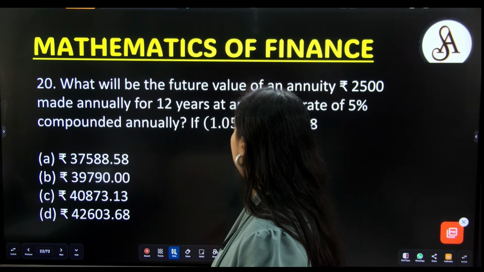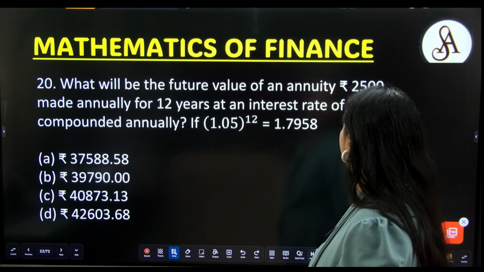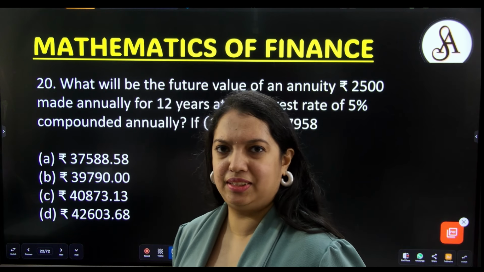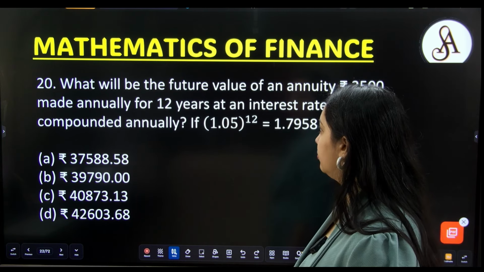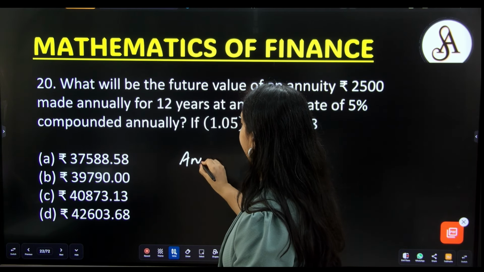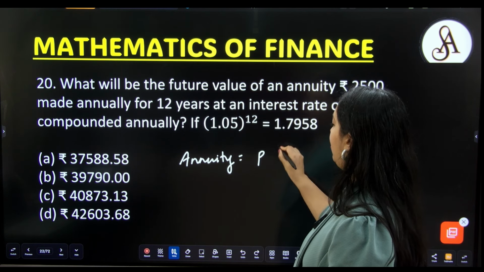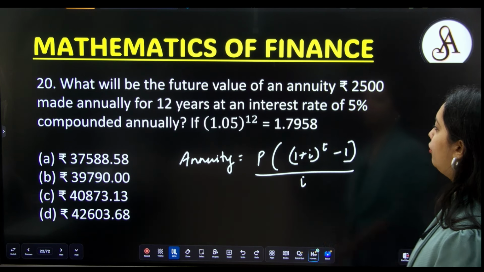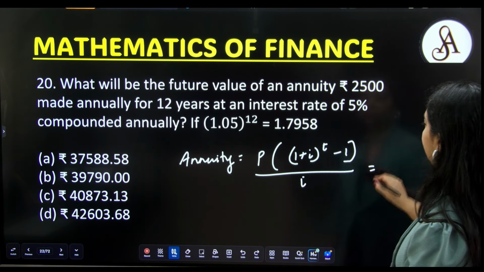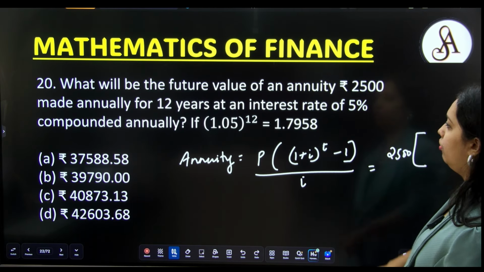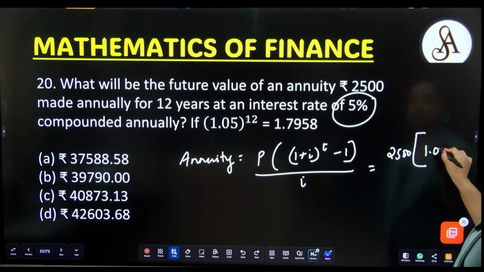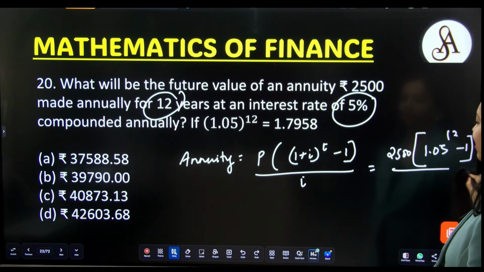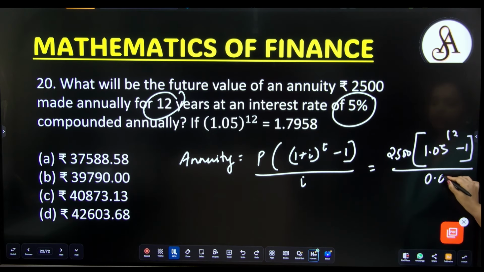Next. What will be the future value of the annuity of 2,500 made annually for 12 years? This is a similar question that we have completed just now. This is annuity formula P of 1 plus I whole power t minus 1 divided by I. Made for 12 years at 5%. So your value will be 2,500 of 1.05 whole power 12 minus 1 divided by I, which is 0.05.